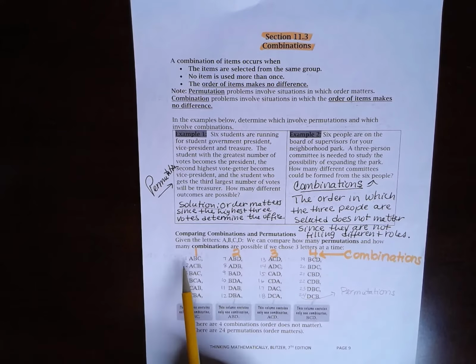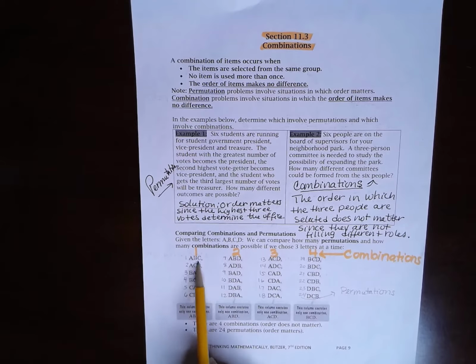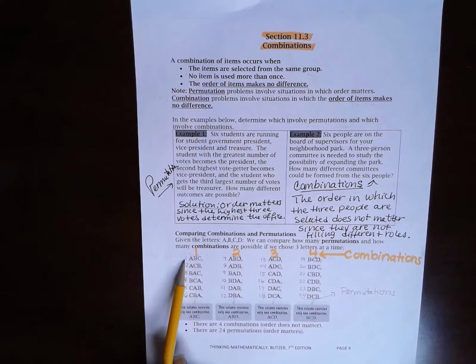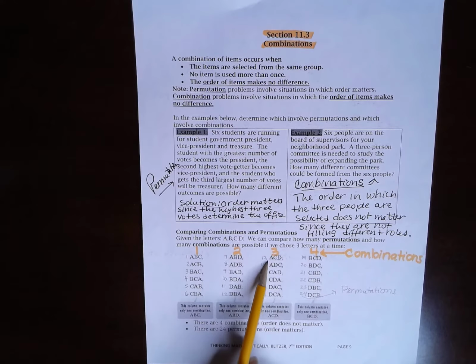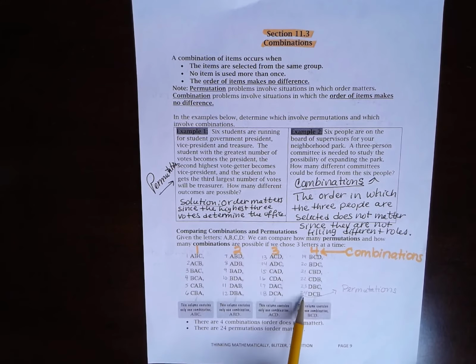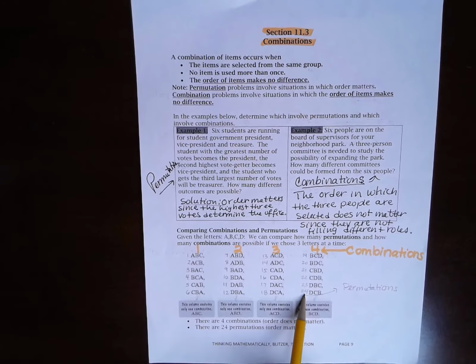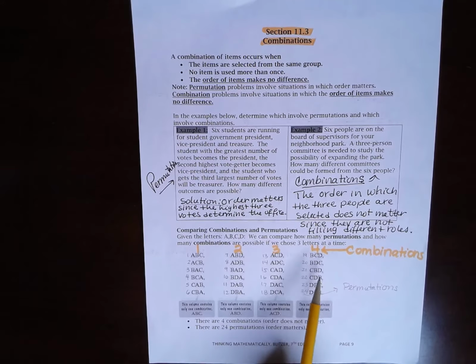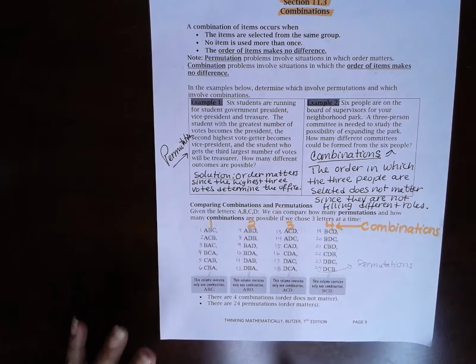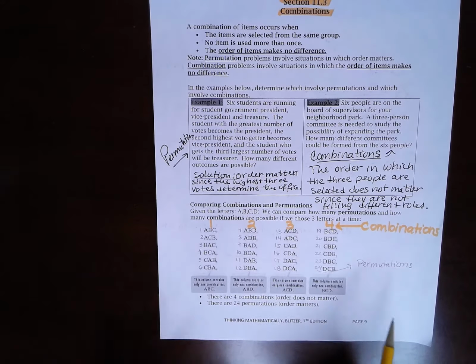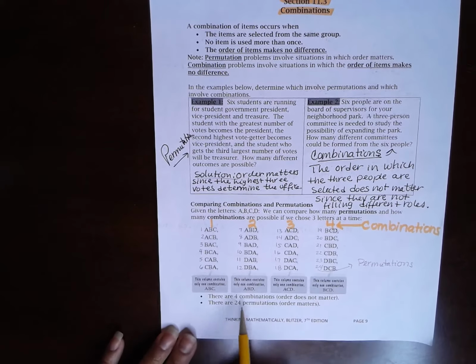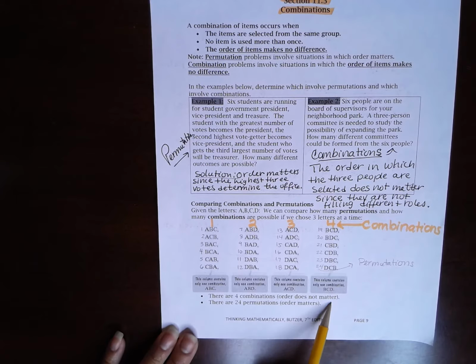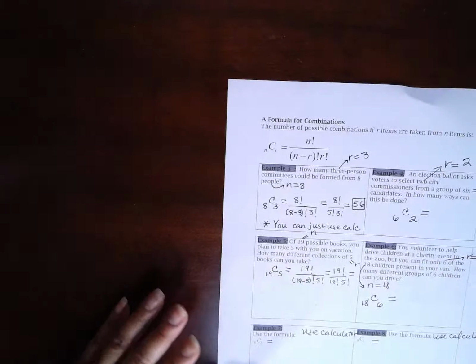And then for permutation, the order does matter. That's why I labeled them 1 through 6, 7 through 12, 13 to 18, 19 through 24. So there are 24 permutations because the placement of the letters does make a difference. This is a very good example to show you the differences between combinations and permutations. There are 4 combinations, where the order doesn't matter, and 24 permutations, where the order matters.